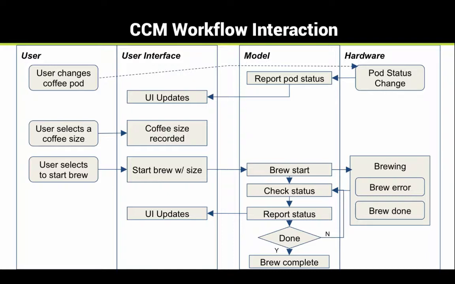The user is going to change a coffee pod. The hardware is going to detect that change has occurred. It will report that into our core model, and the pod status will be updated. The model will signify an event to the user interface, and the UI will reflect some sort of update.